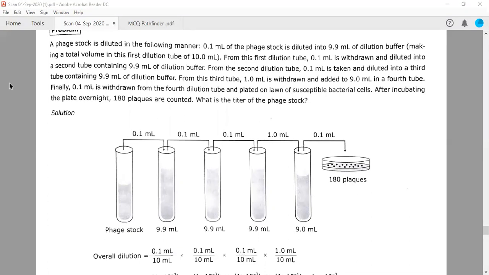Right, so a virus stock, or the bacteriophage stock, is diluted in the following manner. So this is the stock and you are going to dilute it, right? 0.1 ml of the phage stock is diluted into 9.9 ml of the dilution buffer. So you have this dilution buffer, or the solvent, in this tube and you are going to dilute it.